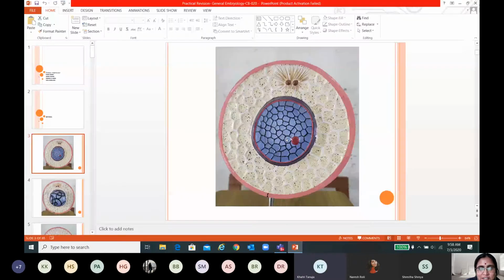Tanuja, what is this model? You have seen it in the museum. We have kept it in the revision class. Yes, this is the model of cell division. Which cell division? Meiosis or mitosis? Mitosis. Very good. This is the picture of the mitotic cell division.